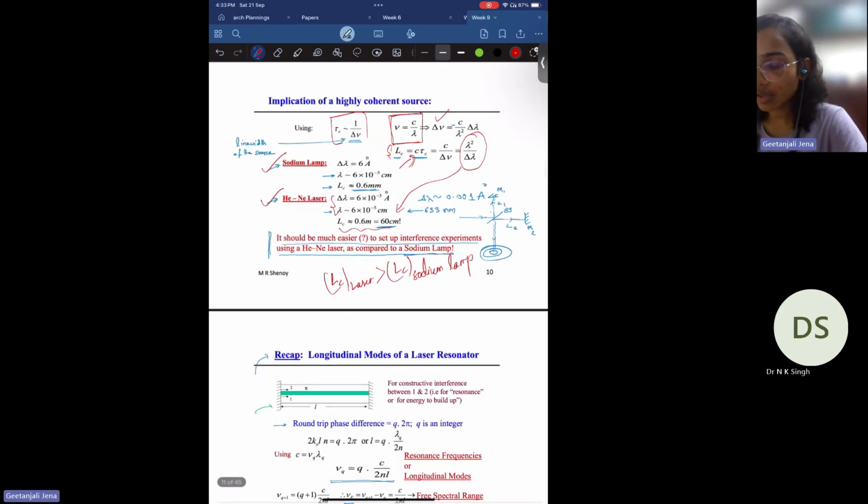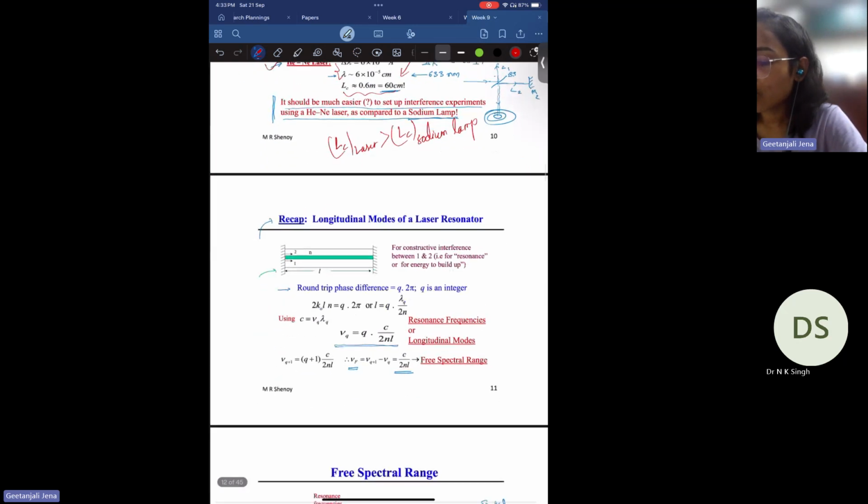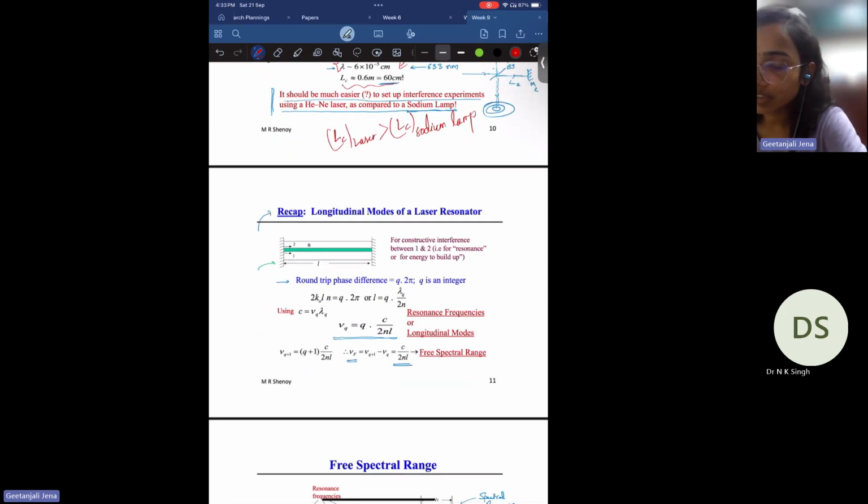So this is all about the characteristics of a laser. Then we have seen what the longitudinal modes of a laser are, and we have calculated these. If you see, these are two mirrors, and there is an active medium, and the light is constantly moving back and forth inside these two mirrors. Depending on the phase relationship, we calculate the resonance frequency, which is also known as the longitudinal modes of this laser resonator.